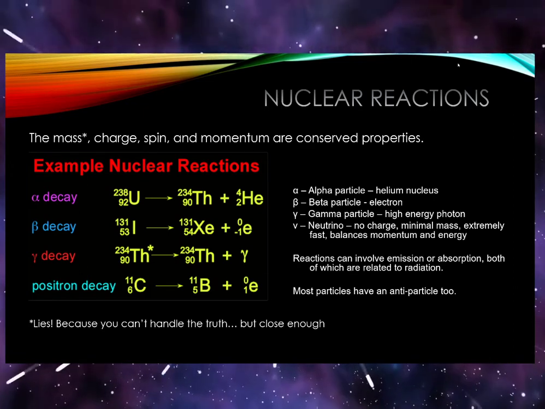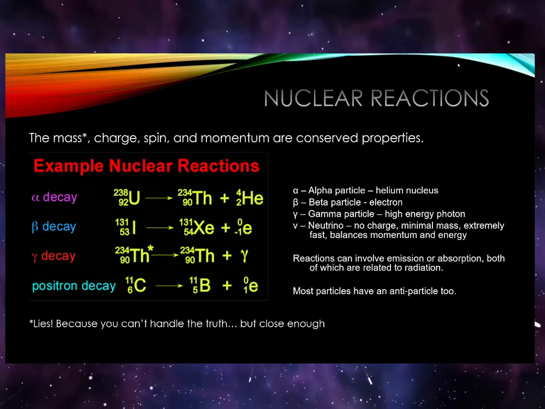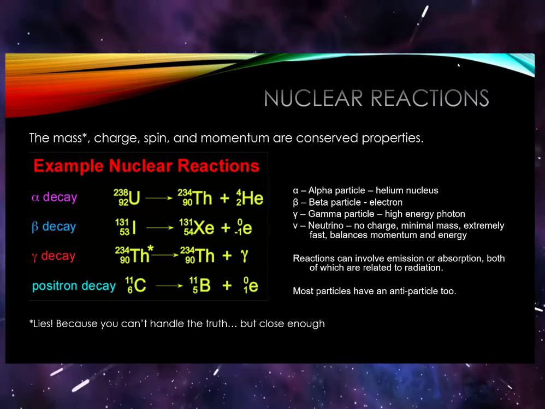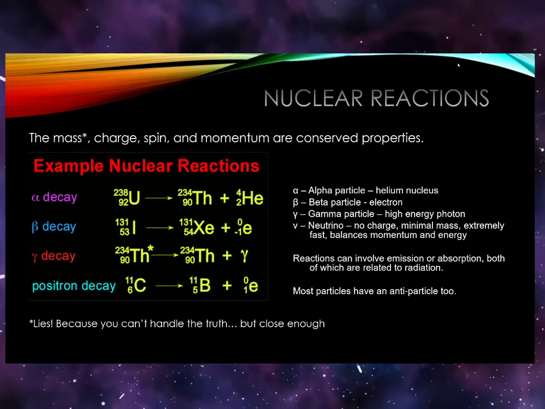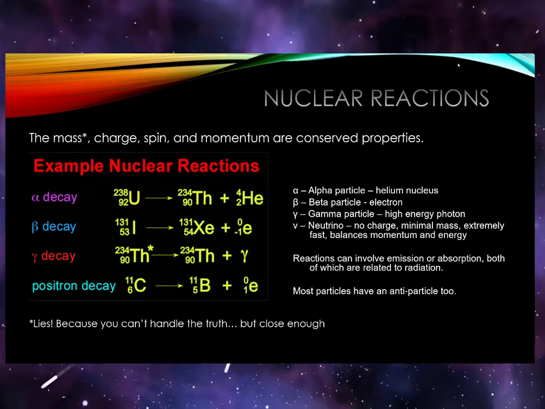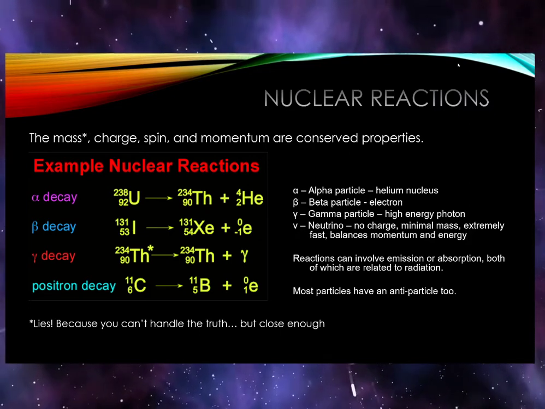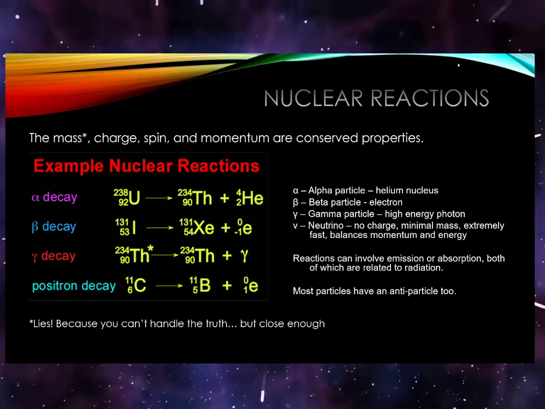Okay, so we've got uranium-238 on the left. We've got thorium-234 plus helium-4 on the right. Now, what are you noticing about 238 equals 234 plus 4? Hopefully you're noticing that's true. Okay, so this is going to be really, really easy. The numbers across the top have to be equal on the two sides of the equation.